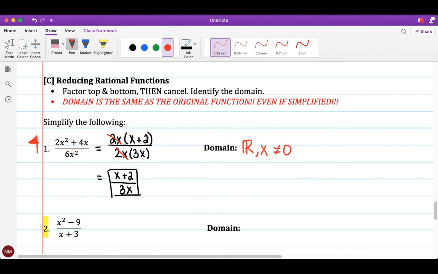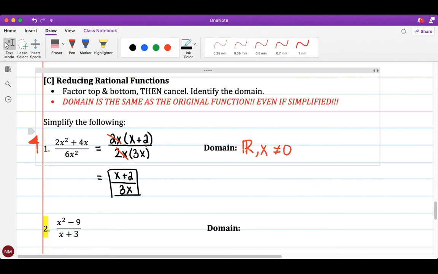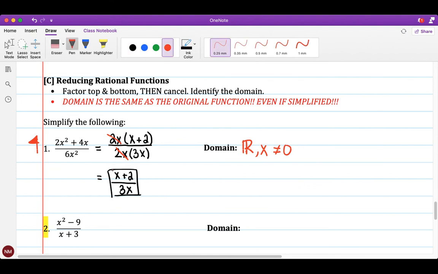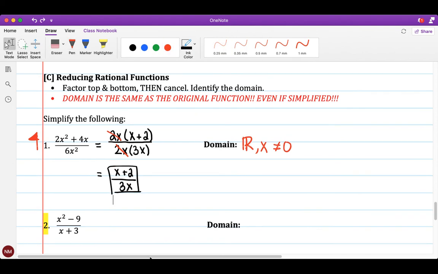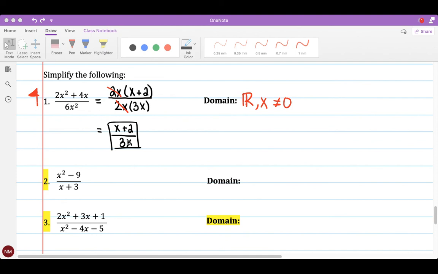You cannot, and I repeat, cannot do this. That is illegal. It is so wrong on so many levels. You cannot do it. Okay? So that is your final answer, and this is your domain. Technically the domain still matches here, but sometimes it won't. So let's look at something else.